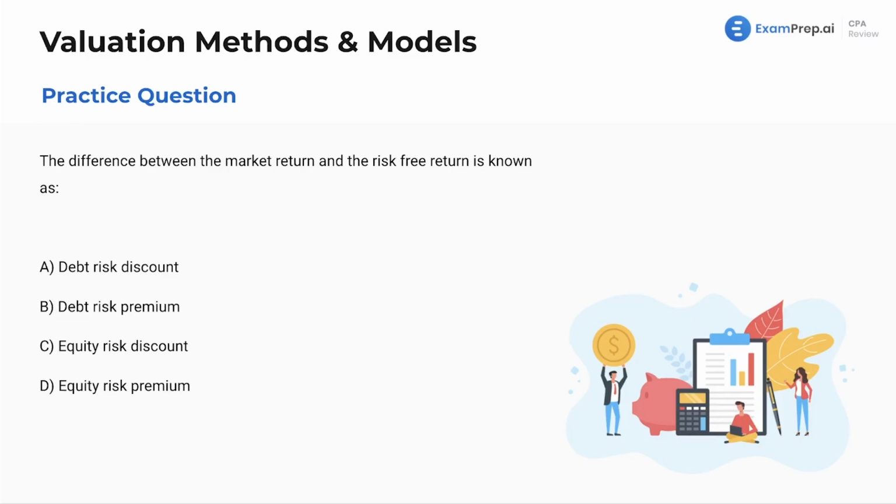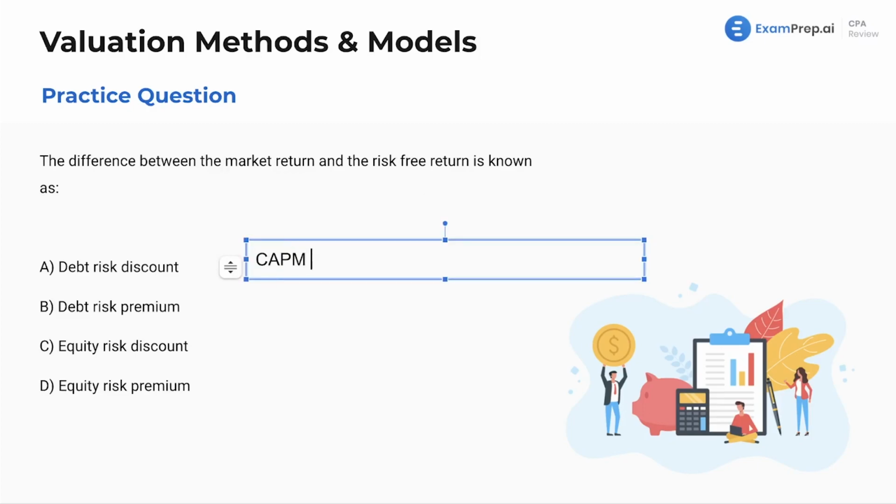My best approach here is, where do you see market return and risk-free rate? I see them in the CAPM formula. This is why it's super important to have your formulas memorized. So not only if they say what's the CAPM formula, you can write it out, but also if they say some points that are in your CAPM formula, you know it's CAPM and you can write out the whole formula.